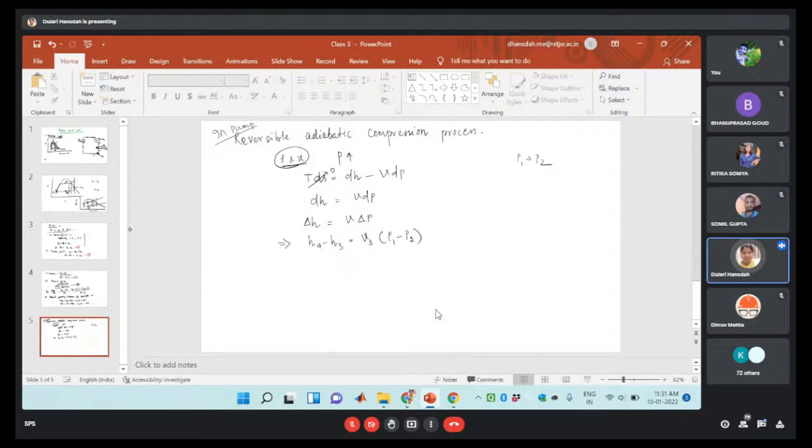If in the problem only the pressure is given, then you have to find out the pump work. In that case, as per the pressure P2, you have to find out V3. V3 is nothing but Vf3. If you find Vf3, you will get V3. Then you can find out the pump work, WP. You can also find this directly without using the enthalpy, H4 minus H3. In this way you can find out your pump work.